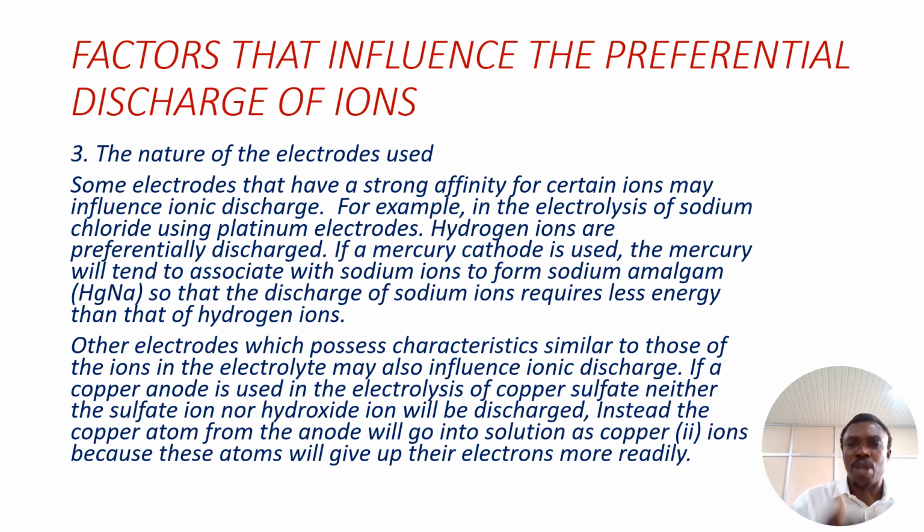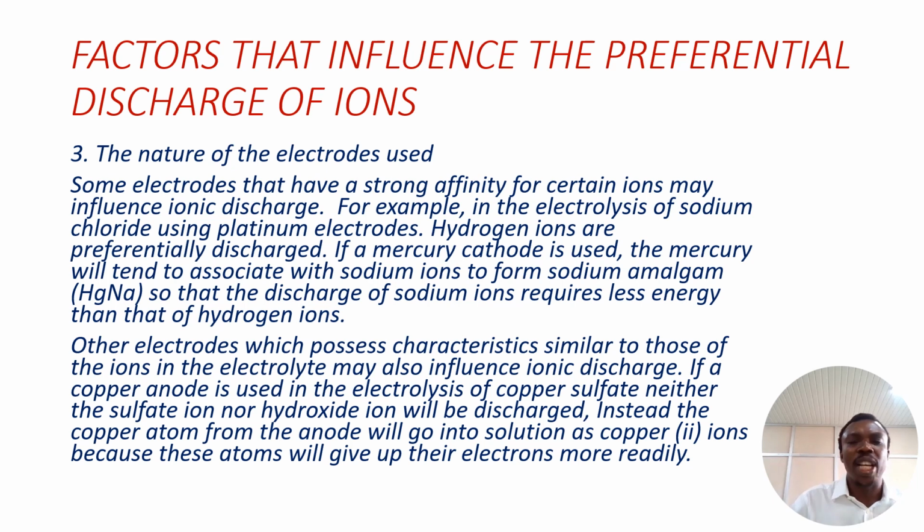Other electrodes which possess characteristics, just as I've explained, similar to those of the ions in the electrolyte, may also influence ionic discharge. If a copper anode is used in the electrolysis of copper sulfate, neither the sulfate nor the hydroxide ion will be discharged. Instead, the copper atoms from the anode go into solution as copper(II) ions, because these atoms will give up their electrons more readily.